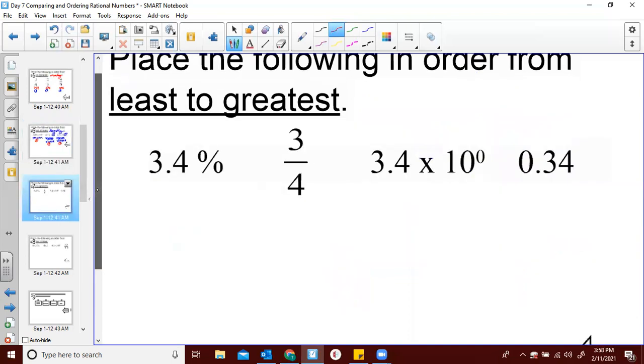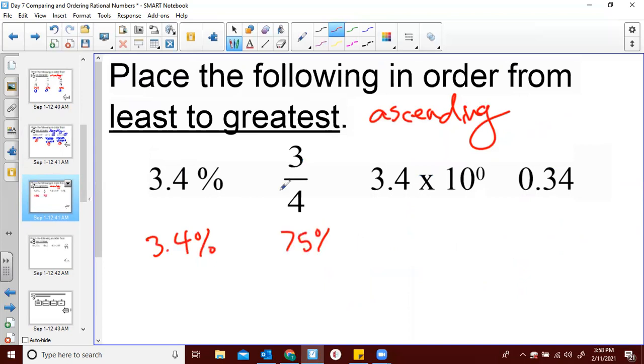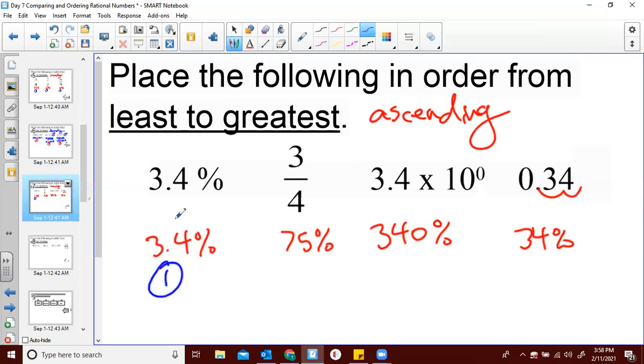All right, so now we have to put all this stuff that we know together. So let's just go ahead and look at it. Again, least to greatest, so we're looking at ascending. So we're going to have 3.4%, 3/4, 75%. You guys can go back and look at the calculator tricks to double check. This is going to be 340%, and a little double dip there, 334%. Which one's our least? We've got 3.4. Second least, 34. 340,000 is going to be our biggest number.